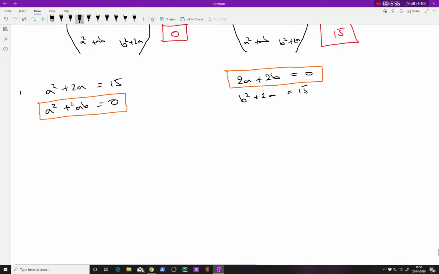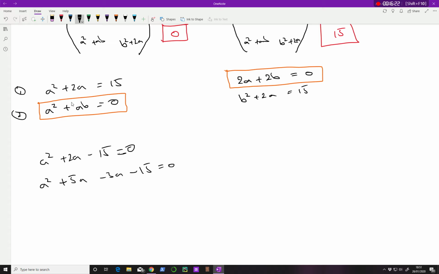So on the x side, equation 1, I just have a squared plus 2a equals 15. If I rearrange that, it's going to be a squared plus 2a minus 15 equals 0. This is just a quadratic, and factorizing, I'm going to get a squared plus 5a minus 3a minus 15 equals 0.